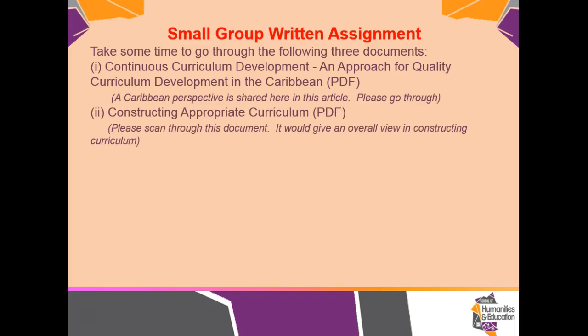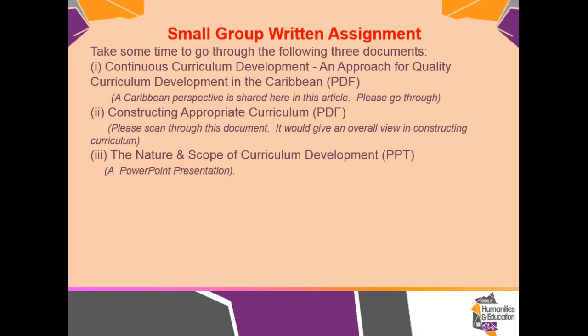There's also another PDF document, Constructing Appropriate Curriculum. It will give you an overview of constructing curriculum. And then we have a long PowerPoint, the nature and scope of curriculum development. This is a very important document that you should go through to help you in this written assignment.